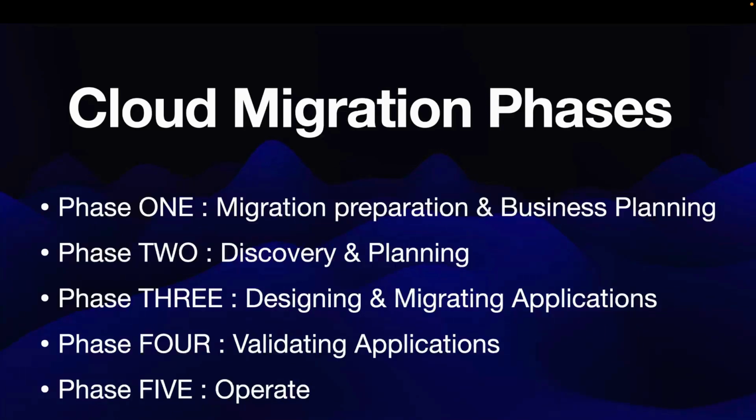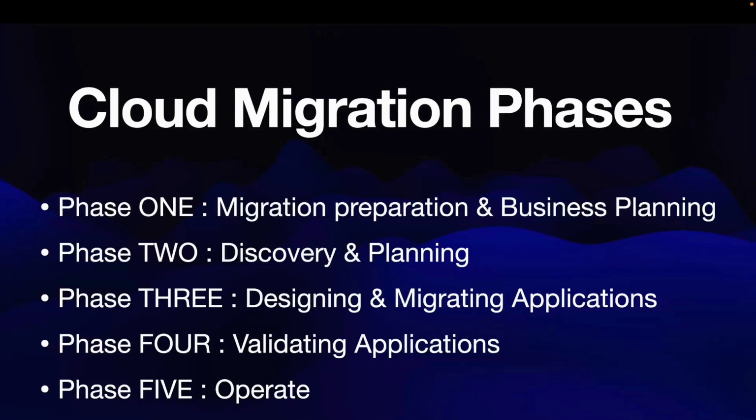Cloud migration phases. AWS's guide for cloud migration presents a structured approach with five distinct phases for transitioning to AWS Cloud. Phase 1: Migration Preparation and Business Planning. This phase focuses on laying a solid foundation for a successful transition to the cloud. This phase involves assessing the organization's current IT landscape, defining clear migration goals, and understanding the business benefits and potential challenges of migrating to AWS.